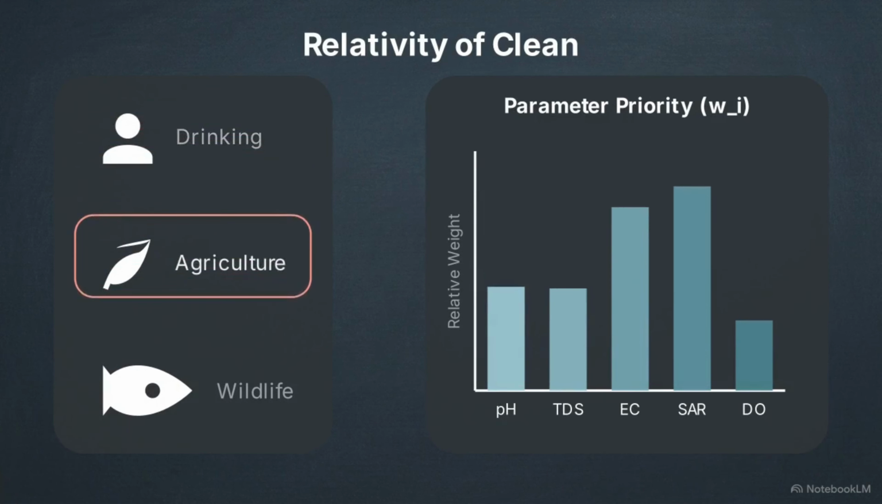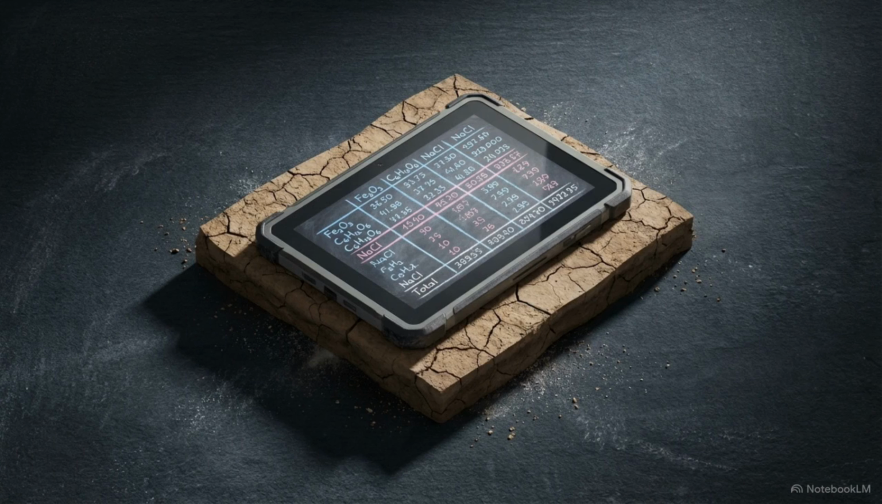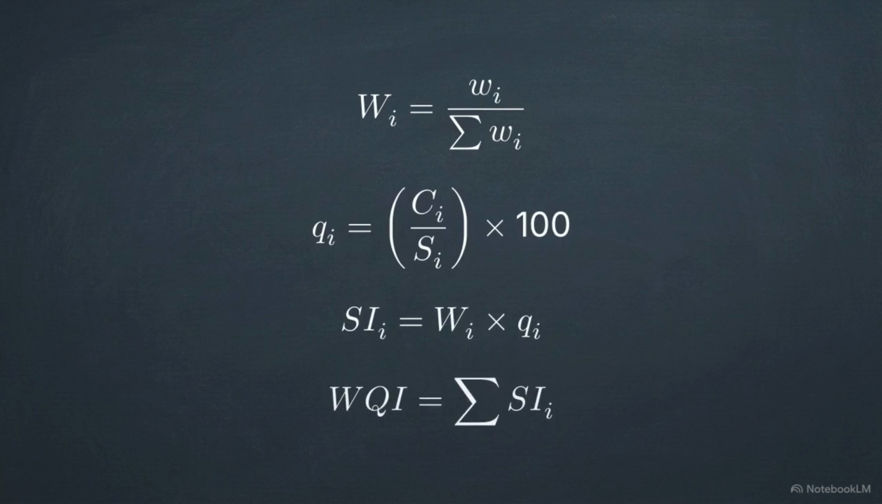The crucial engine inside this calculation is relative weighting, represented as W sub I. The logic here is strict. The biological impact of a specific chemical is not uniform. A parameter that is lethal to an aquatic bird might be entirely harmless to a broadleaf crop.